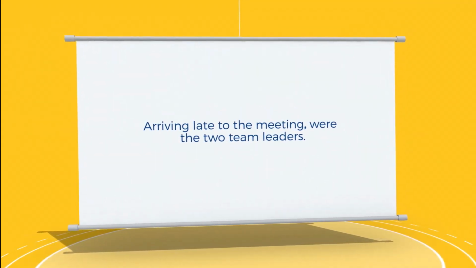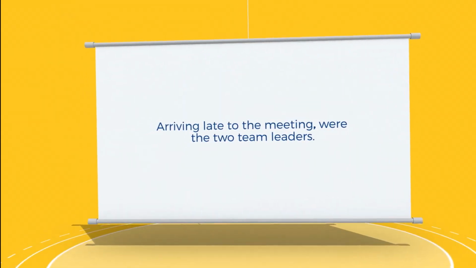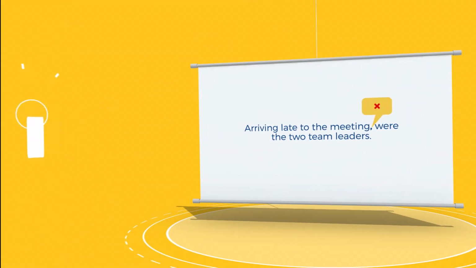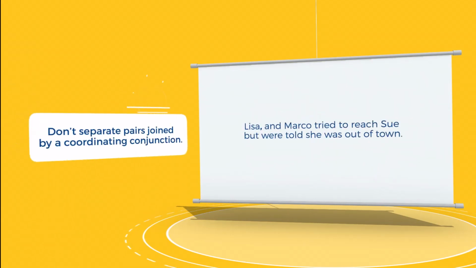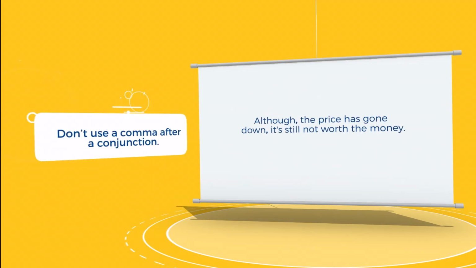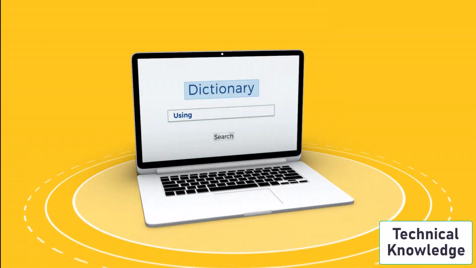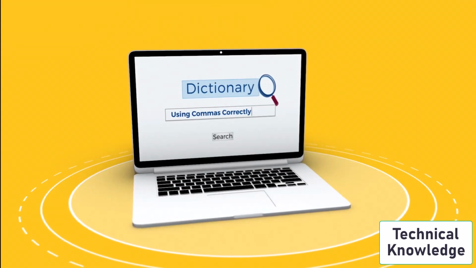Now let's consider some basic rules of when not to use commas. First, don't separate a subject and its verb with a comma. Avoid separating a verb and its object or complement. Never separate pairs joined by a coordinating conjunction. And don't use a comma after a conjunction. These are some key uses and rules of commas. Following them will help ensure the clarity and readability of your writing.